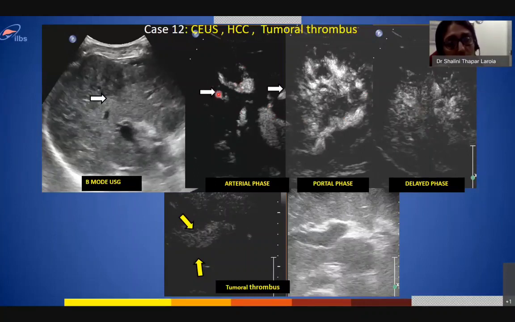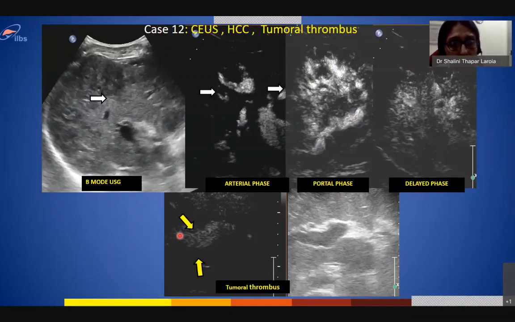Because this is a hepatocellular carcinoma, we can demonstrate that this is the arterial enhancement of the lesion. This is the portal phase. Look, the capsule has started forming. The central part of the tumor has washed out, and in the delayed phase, this is part of the tumor that is washed out, and rest of the liver is taking up the contrast.